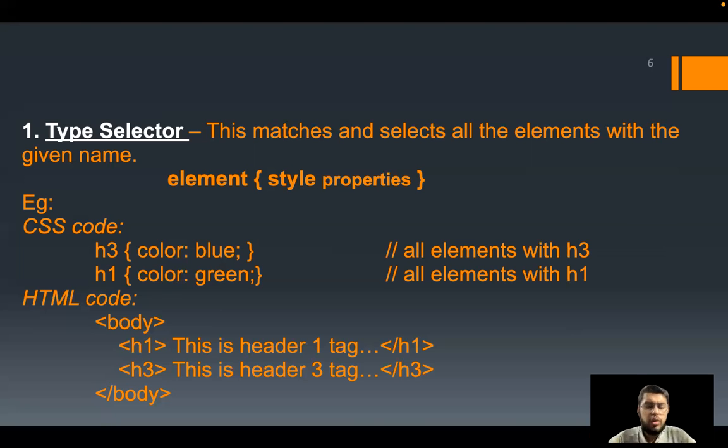Okay, so in the CSS part, you can see h3 in curly braces, color blue, and h1, color green. So what do h3 and h1 mean here? They are element selectors, the selector name. We are directly selecting the h1 tag and then the h3 tag through their names, and then we specify the property or the style that we want, along with the value, like blue, green, any color. We can give any color.